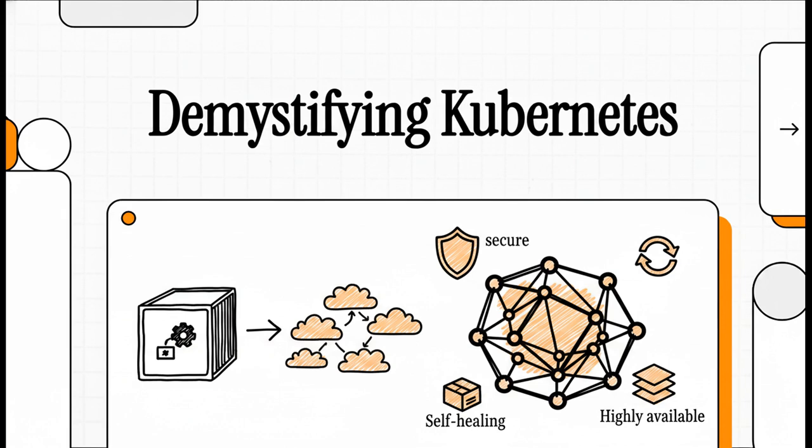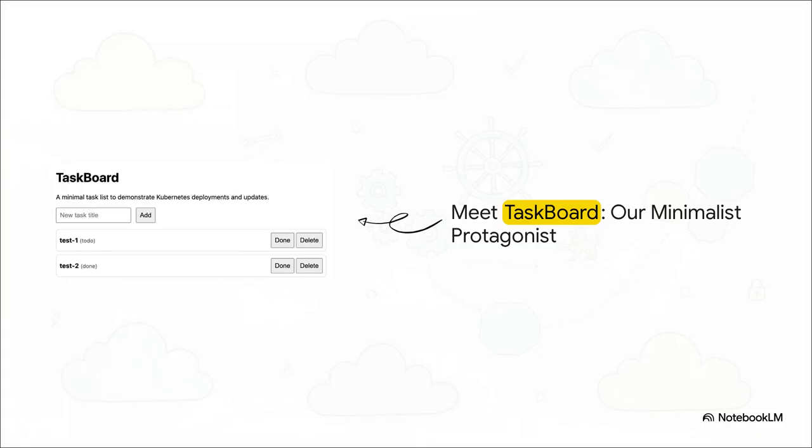We are going to demystify how you take a functional app and layer on the configurations that make it robust, self-healing, and secure. To do this, I want to introduce you to our protagonist for today, Taskboard. Just take a look at this UI. It's incredibly minimalistic. Just a simple task list. It's definitely not winning any design awards today, but hey, don't let the simple front end fool you.